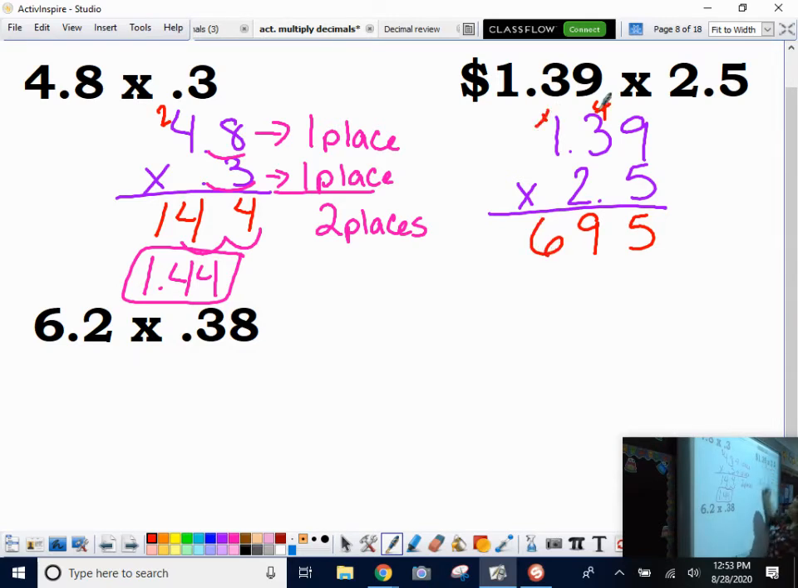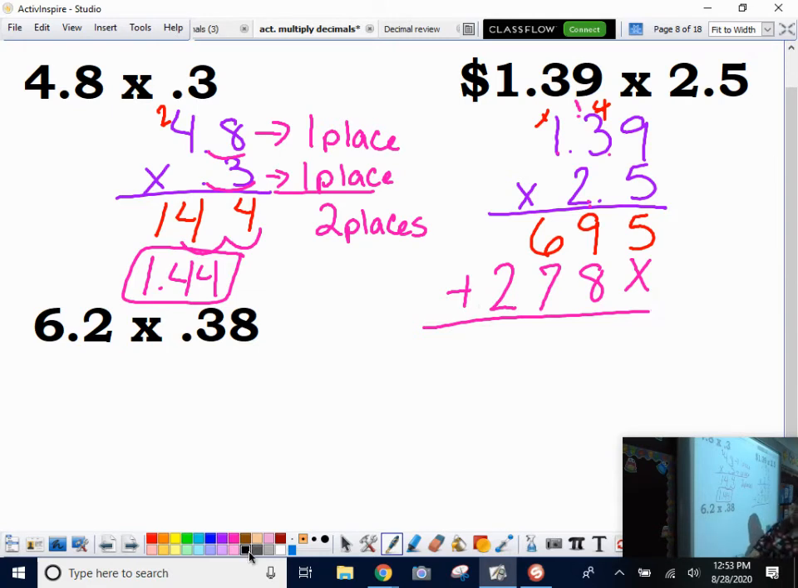Okay. Different color to make it look pretty. All right, skip that spot. Okay, remember to skip that spot. And let's keep on going. 2 times 9 is 18. 2 times 3 is 6 plus 1, 7. 2 times 1 is 2.